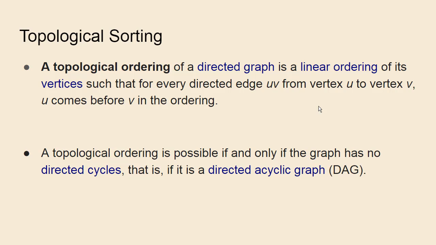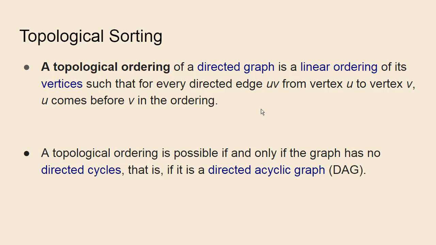So this is a topological sorting problem. Topological sorting is a linear ordering of the nodes or vertices in a directed graph. It has the property that for any edge from U to V, U must come before V in the ordering. An edge from U to V means that U is a prerequisite of V, so you have to take U first before you take V. You can take other courses in between U and V, that is okay, but U has to come before V in the ordering.